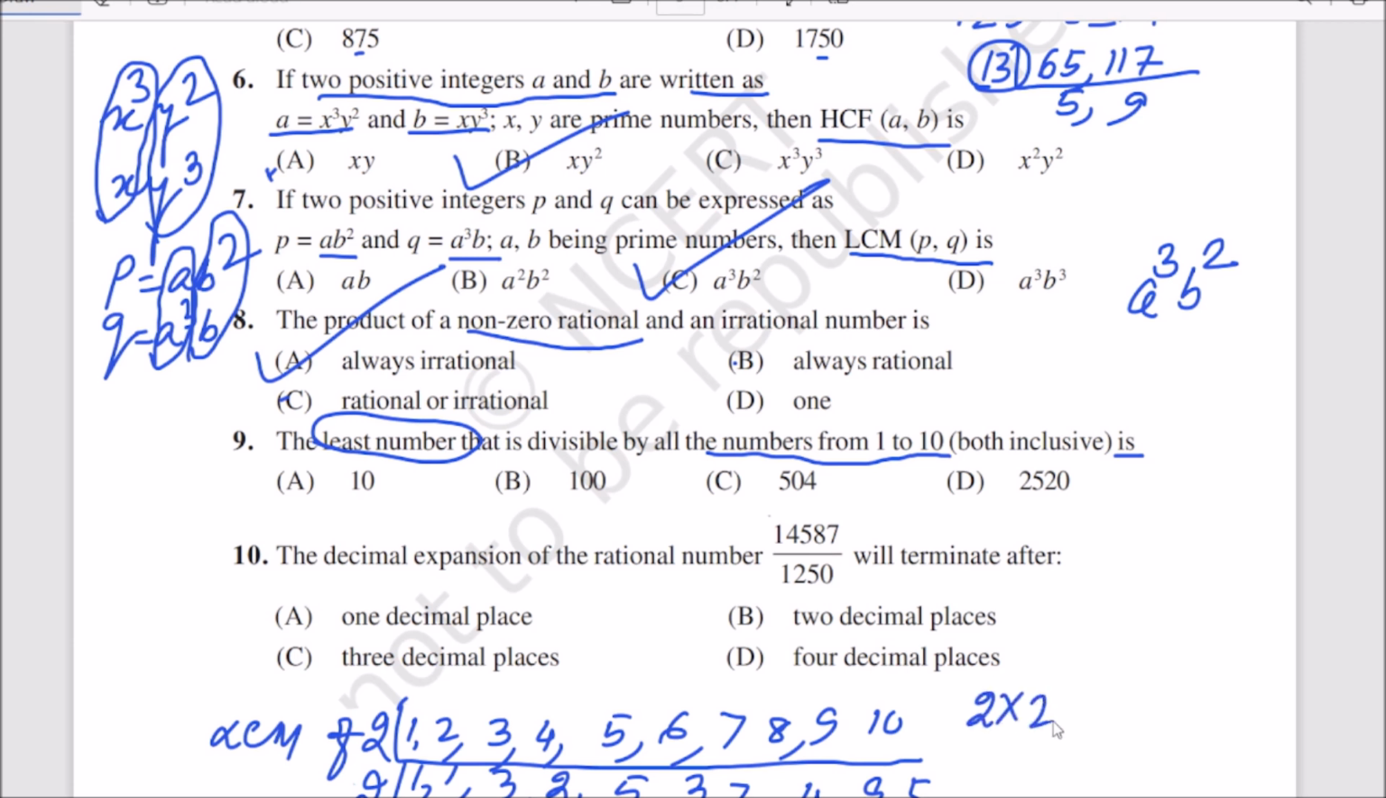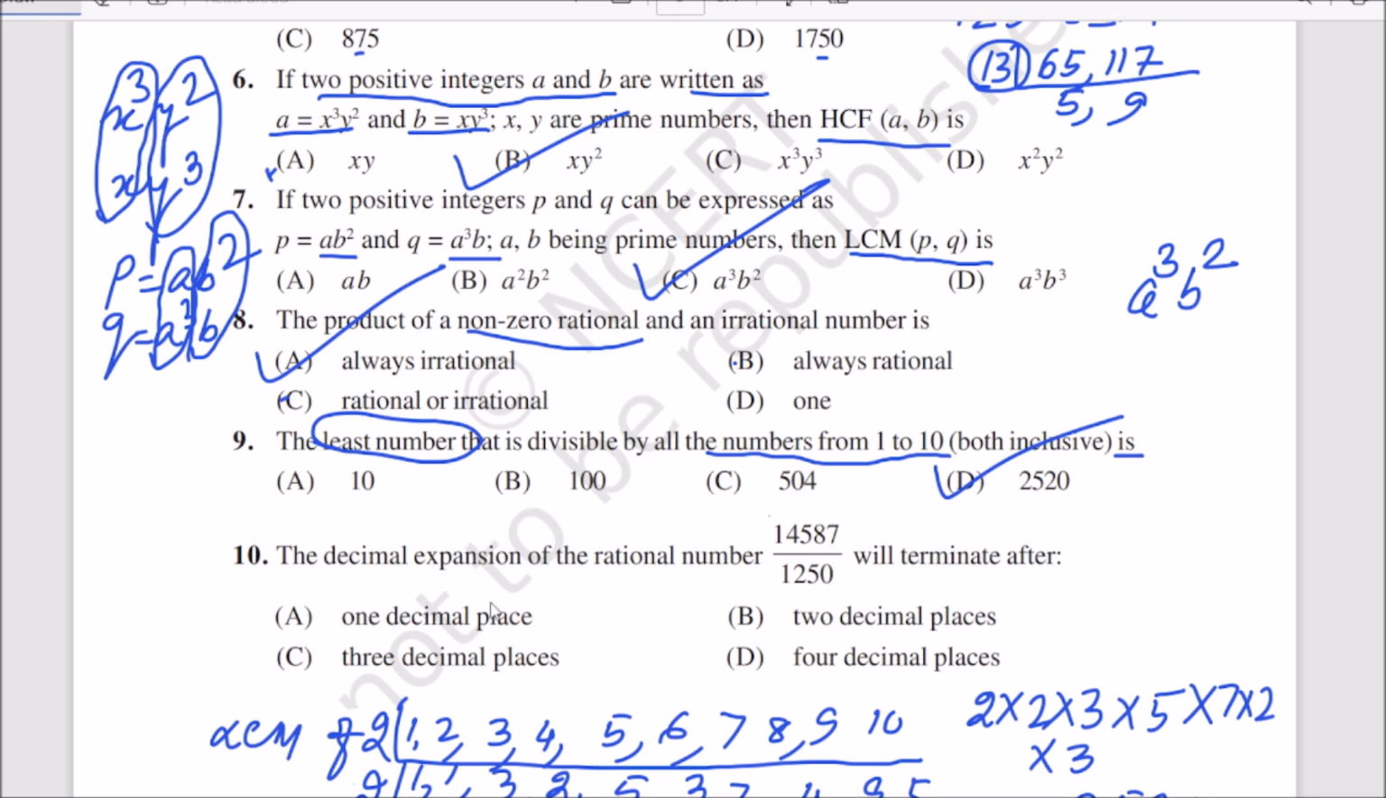So what will the LCM be? 2 into 2 into 3 into 5 into 7 into 2 into 3. So 2 twos are 4, 4 threes are 12, 60, 120, 360 into 7, so it will be 2520 is the answer. D is the answer: 10, 100, 504, 2520.